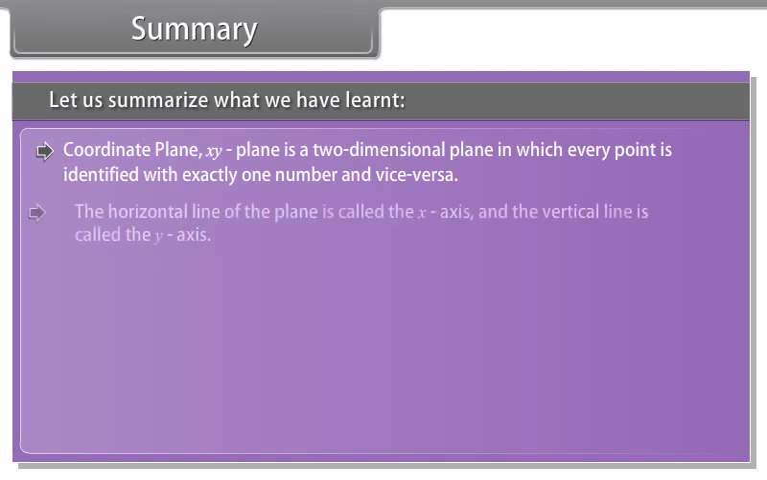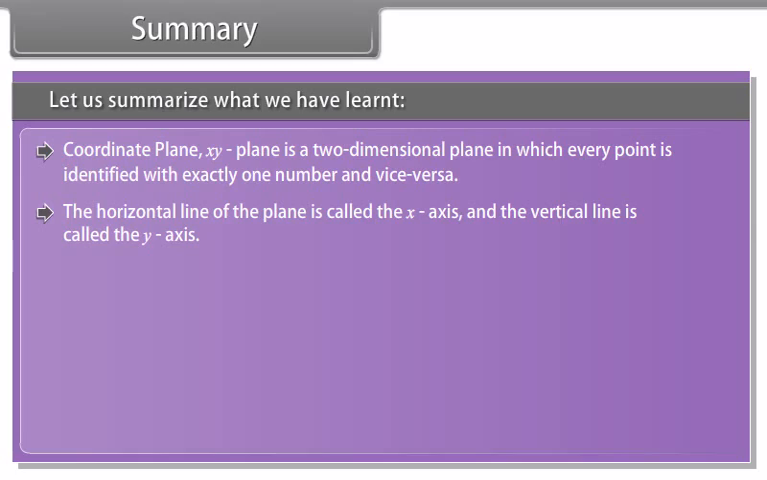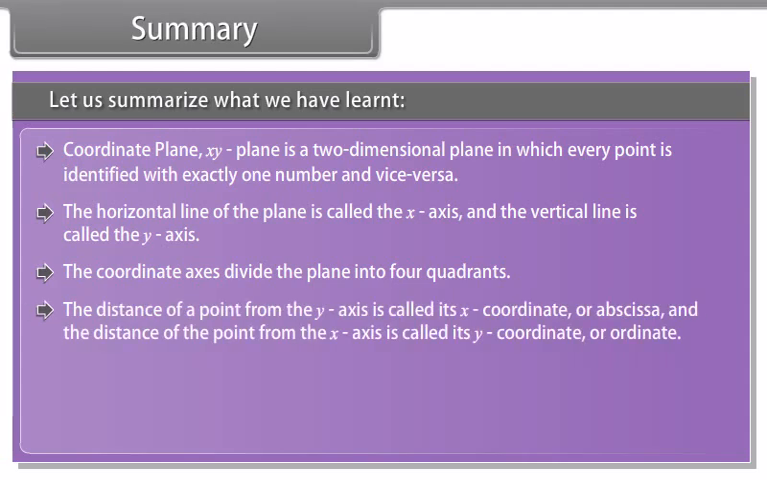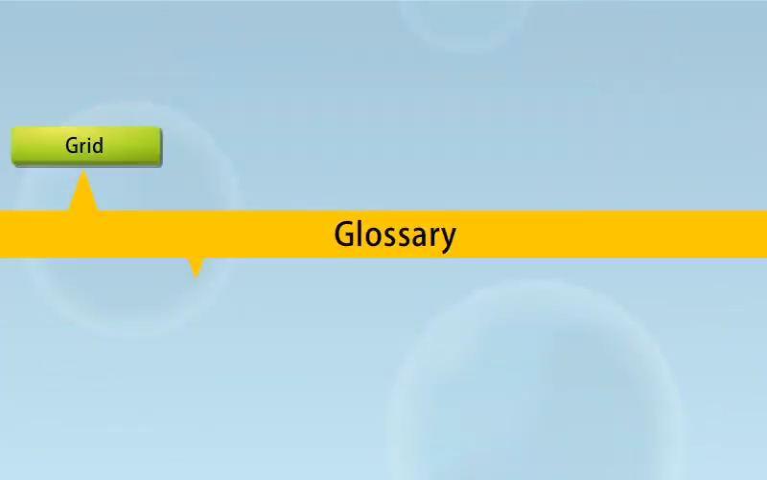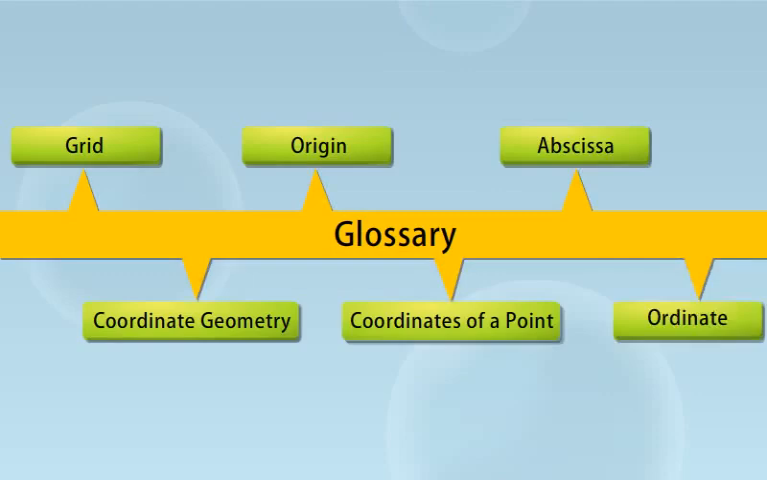Summary. Let us summarize what we have learned. Coordinate plane, XY plane, is a two-dimensional plane in which every point is identified with exactly one number and vice versa. The horizontal line of the plane is called the x-axis and the vertical line is called the y-axis. The coordinate axes divide the plane into 4 quadrants. The distance of a point from the y-axis is called its x-coordinate or abscissa, and the distance of the point from the x-axis is called its y-coordinate or ordinate.